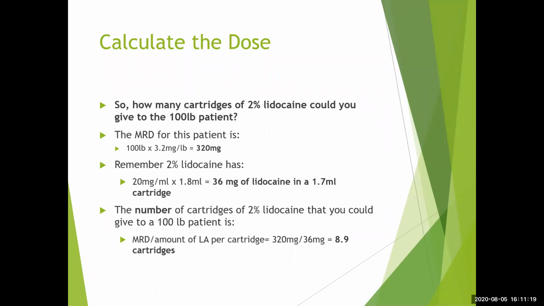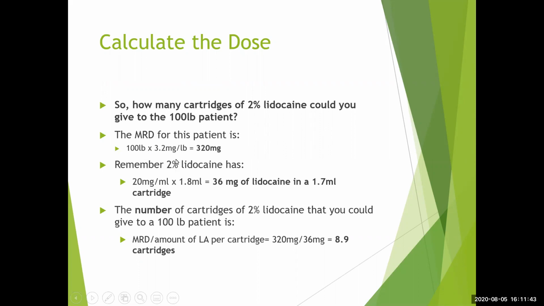Okay, so how many cartridges of 2% lidocaine can you give to this 100-pound patient? Based on our calculations, we know that the MRD for our 100-pound patient is 100 pounds times 3.2 milligrams per pound, meaning that we can give them 320 milligrams. That's that patient's MRD. So for 2% lidocaine, how much lidocaine is in a cartridge?